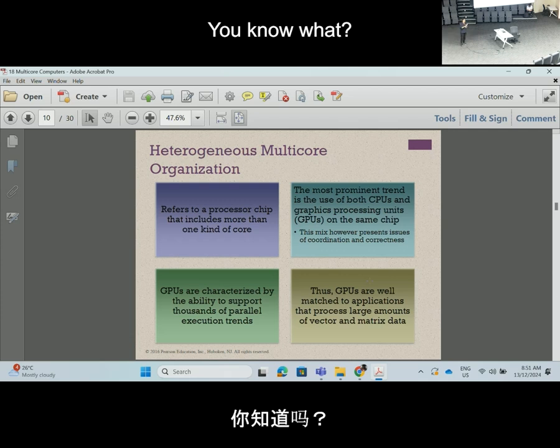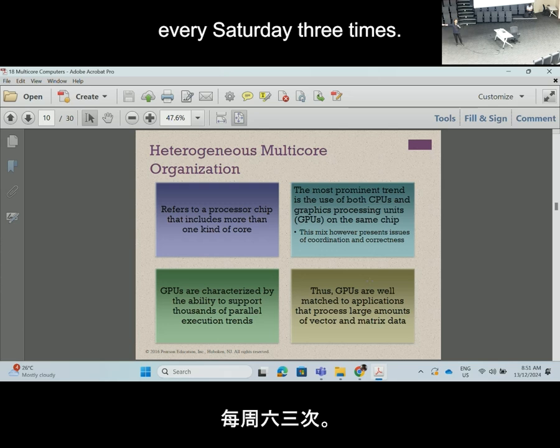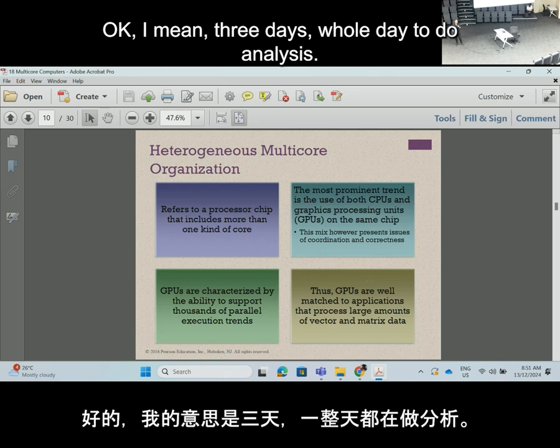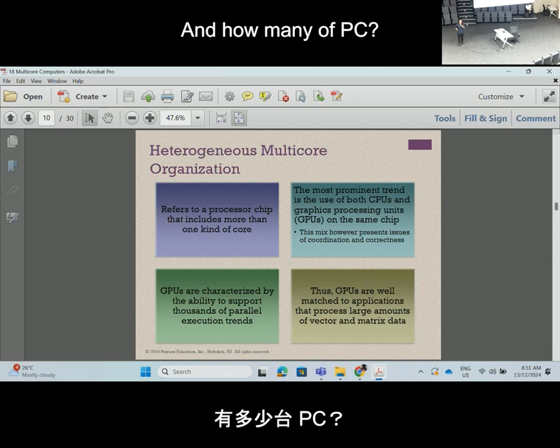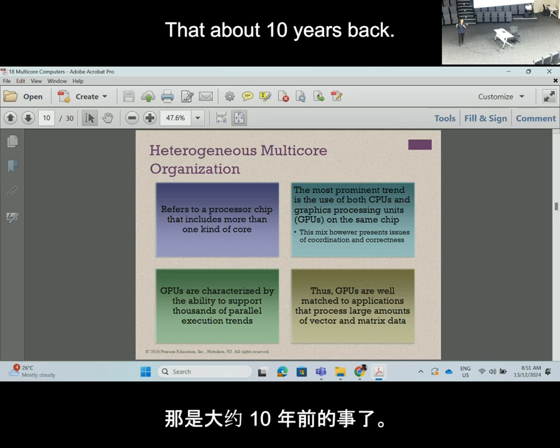You know what? Normally I take from 9 to 10 o'clock until 7 to 8, every Saturday, 3 times. I mean 3 days, whole day to do the analysis. Very slow. And how many PCs? 21 PCs. So imagine how slow that is. That was about 10 years back.